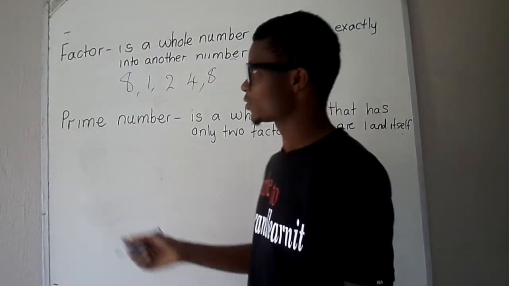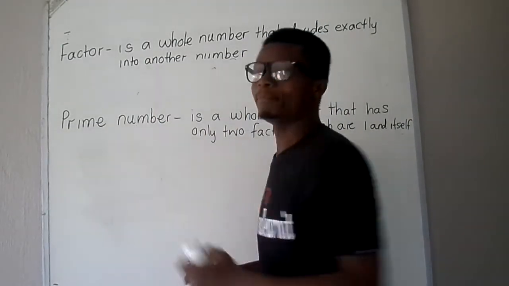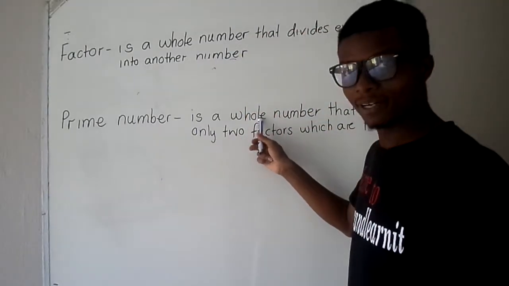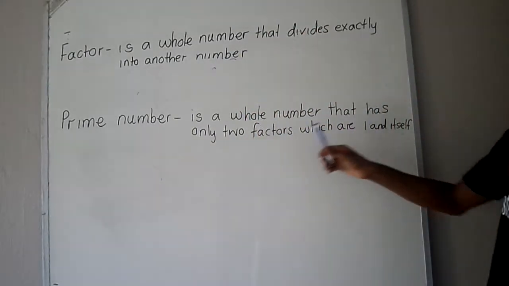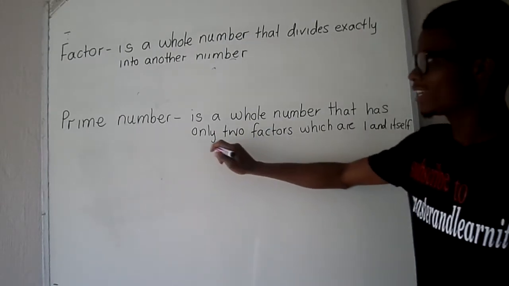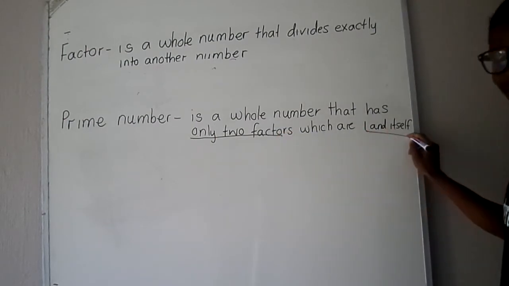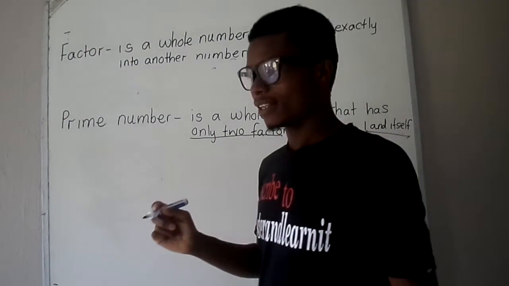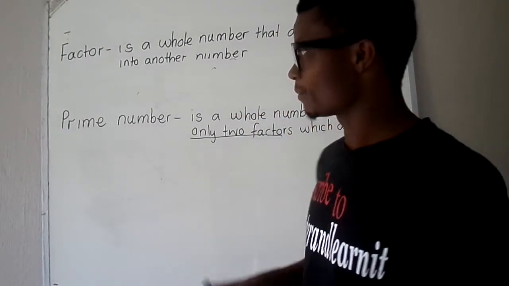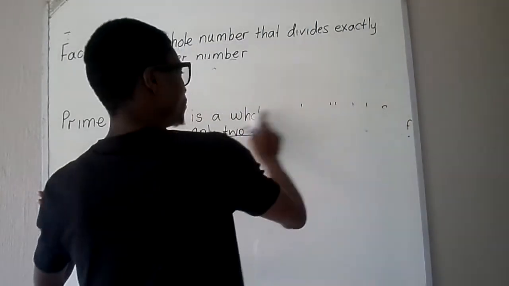Let us move on to understanding what is a prime number. By definition, a prime number is also a whole number that has only 2 factors. It only has 2 factors, which are 1 and itself. Let us have a few examples of prime numbers. I'm going to write numbers here on the board.